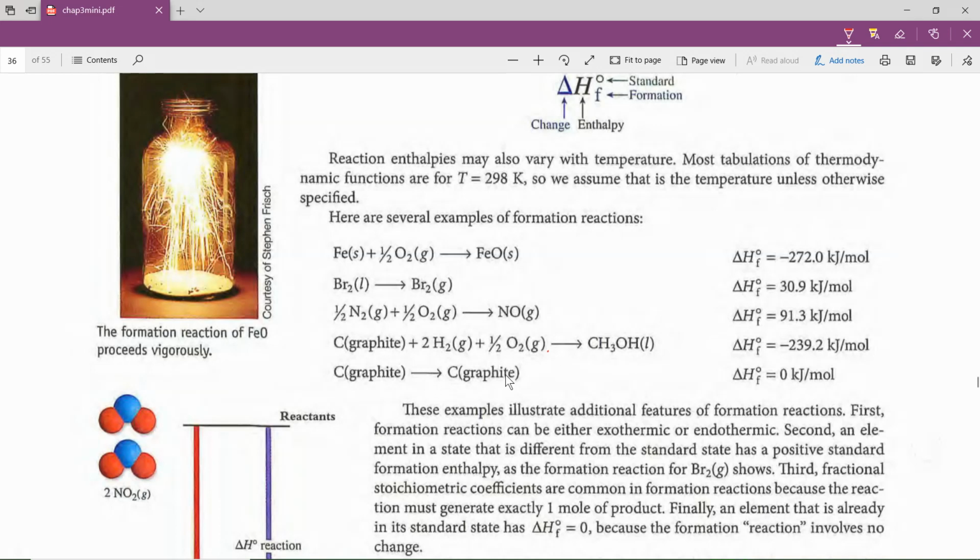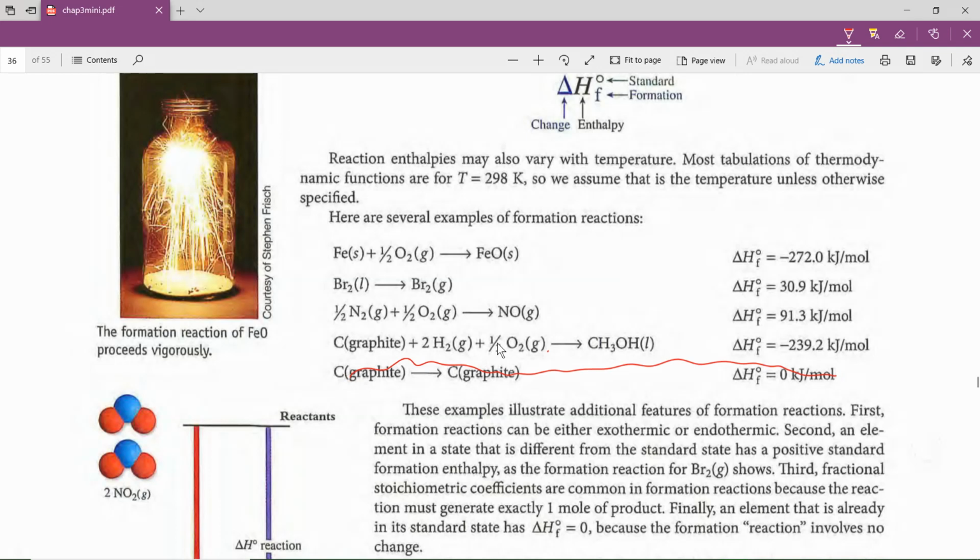Carbon graphite going to carbon graphite. Now that one's 0 because you've got the same thing on both sides. So that last one isn't a formation reaction, okay? Because you aren't forming anything new from what you started with. Notice how you're allowed to put halves in front.